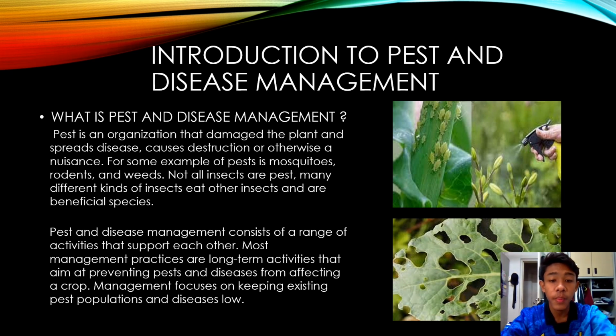Not all insects are pests. Many different kinds of insects eat other insects and are beneficial species. Pest and disease management consists of a range of activities that support each other. Most management practices are long-term activities that aim at preventing pests and disease from affecting a crop. Management focuses on keeping existing pest populations and disease low.